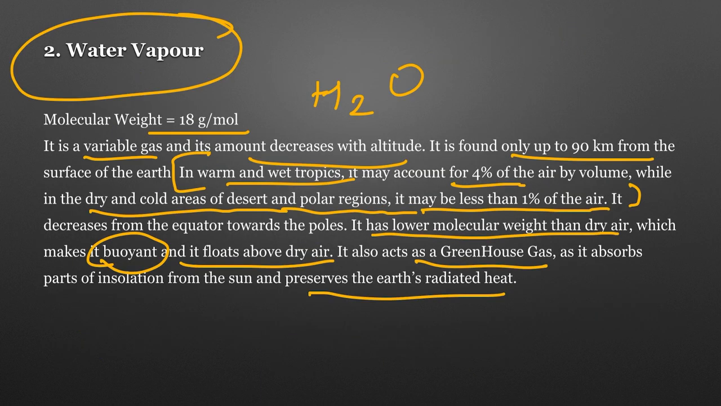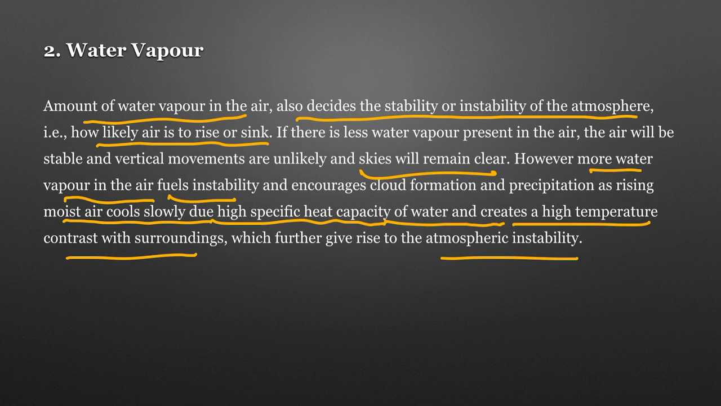The second constituent of our atmosphere is water vapor. It is very important for atmospheric stability. You must remember that. How does atmospheric stability work? When you have more water vapor, the atmosphere will be highly unstable. There will be more instability when more water vapor is present, because that leads to vertical movement of water vapor. As it goes above, its temperature drops and condensation takes place. Because of this condensation, clouds will be formed and there will be thunderstorms and precipitation in the atmosphere.